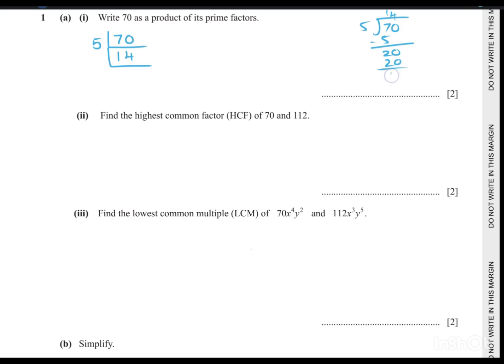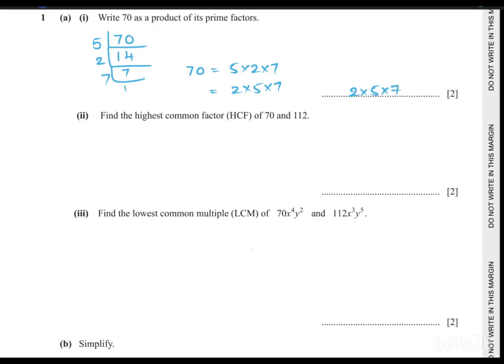You can do it in the calculator also. In the calculator, you will also get the answer 14 here. And the other factors you can find: 2 sevens are 14. So the prime factorization of 70 is 2 into 5 into 7. So this is the answer.